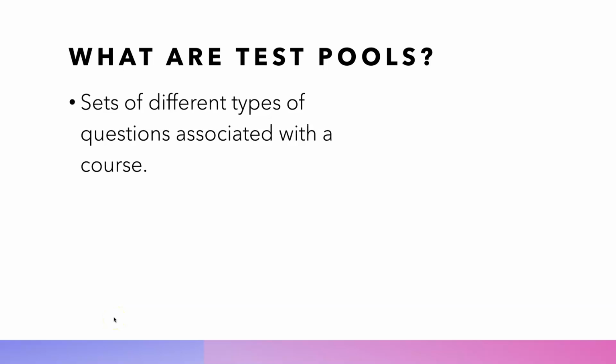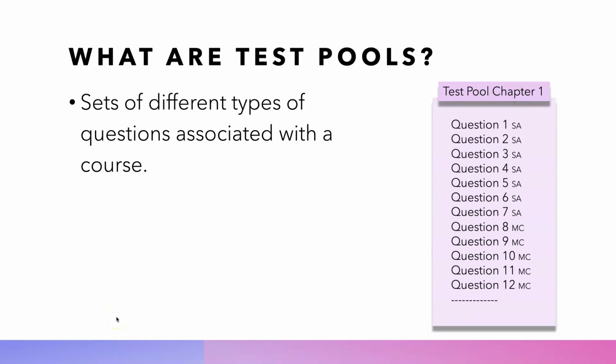So test pools are a set of different types of questions associated with a course. Most often, you will see these questions linked to a specific chapter. For example, you may have 12 questions in the pool for chapter 1, and of those 12 questions, 7 are short answer questions and the rest are multiple choice questions.